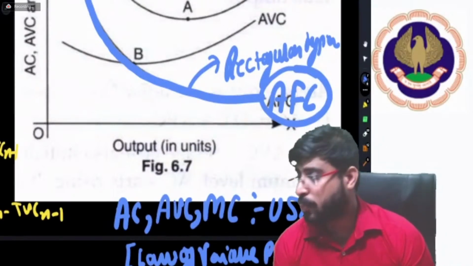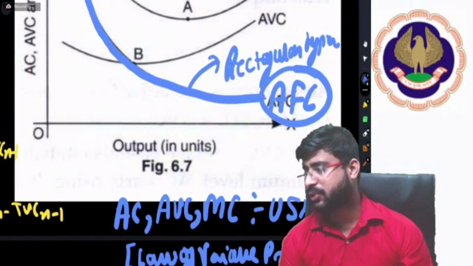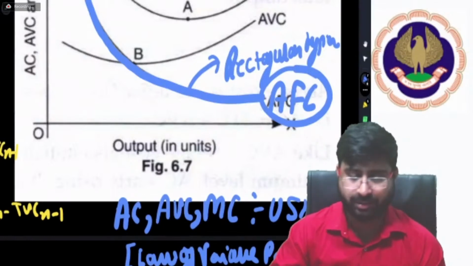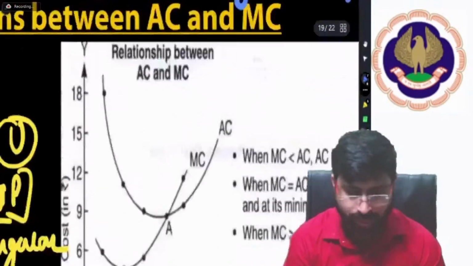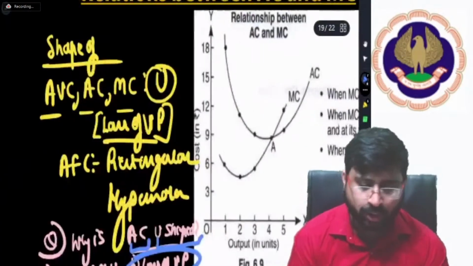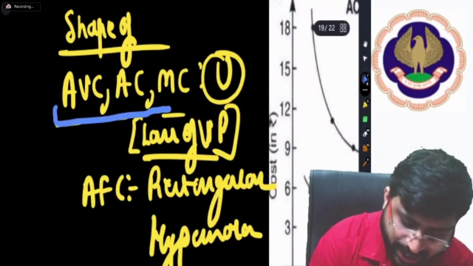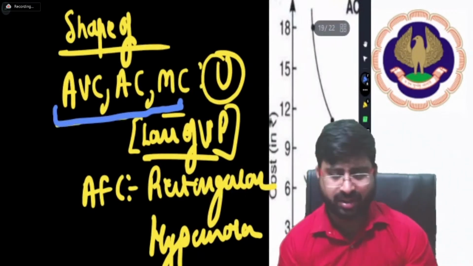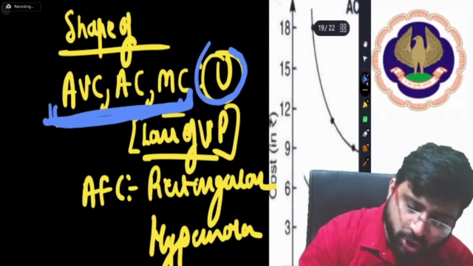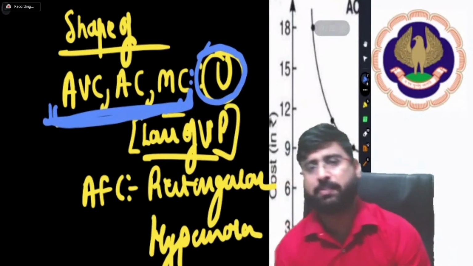That's why I told you, production and cost are very interdependent and interrelated, and hence we must know the one to get the other. All right. Now let's talk about it. So here is the shape summary. The shape summary is AVC, AC and MC. AVC, AC and MC are all U-shaped.